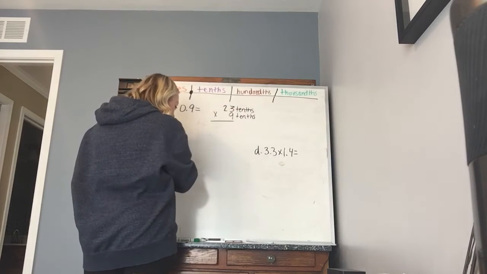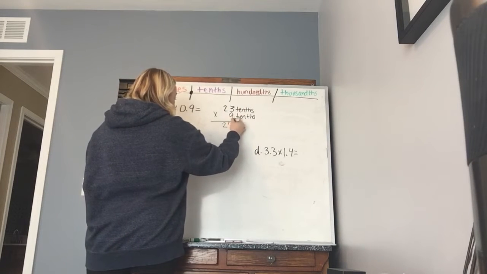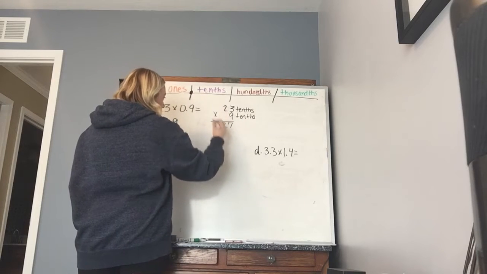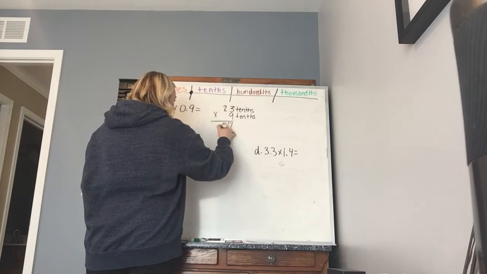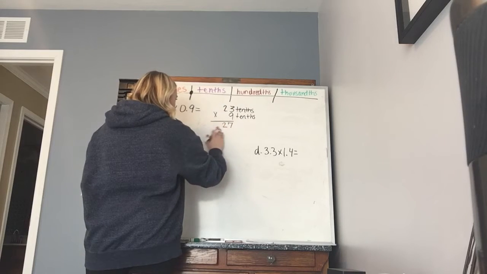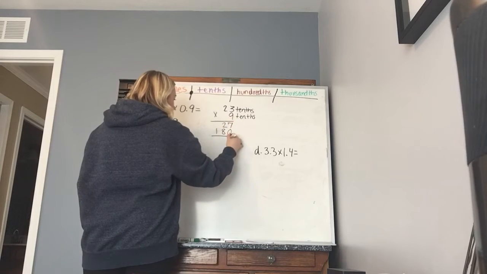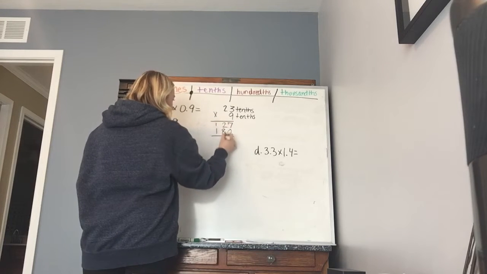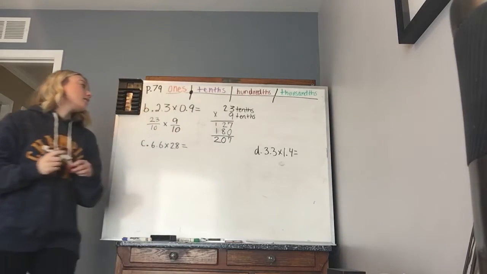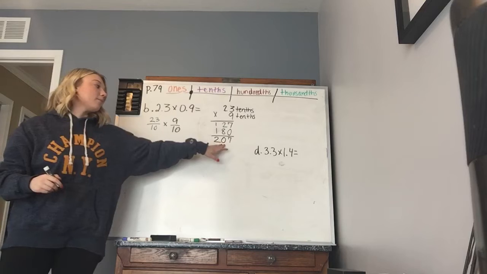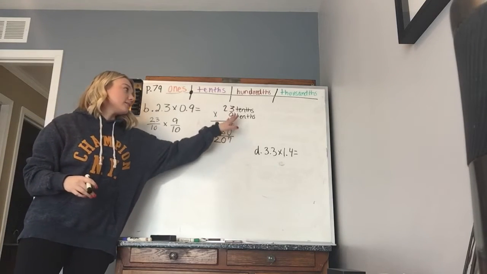Okay, so now we're over here. 9 times 3 is 27, and then 9 times 2 is 18. But we have to add a 0, and then 18. So 7, 10, 8, 9, 10, and 2. So 207 is our answer, but we need a label for this. This is not going to be 207 tenths.